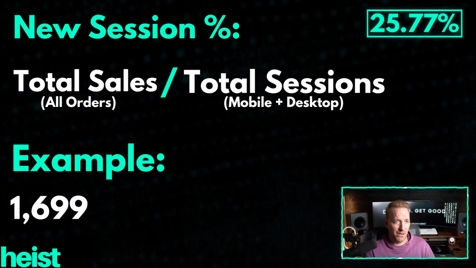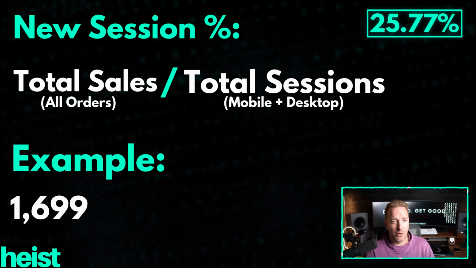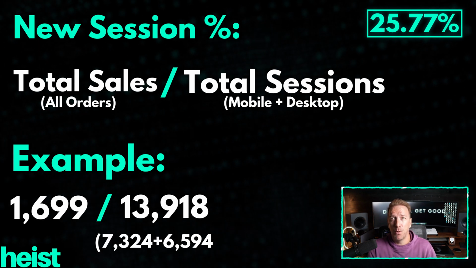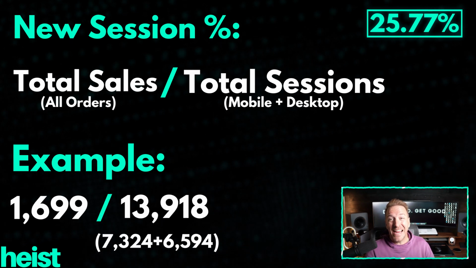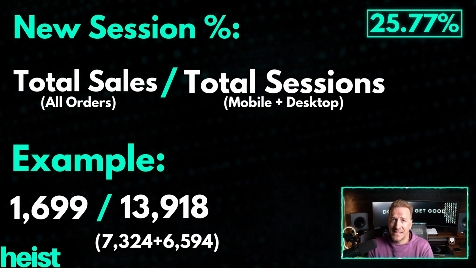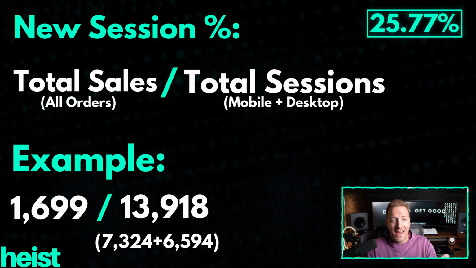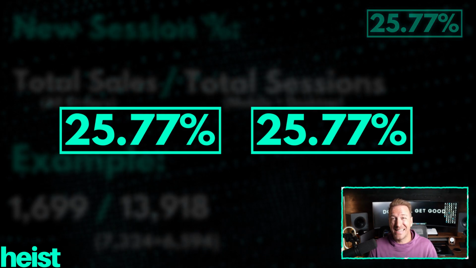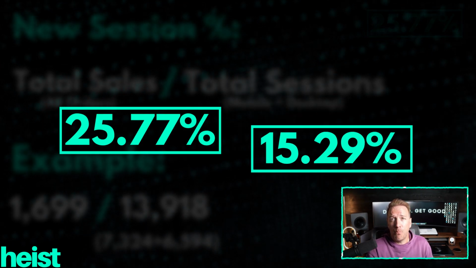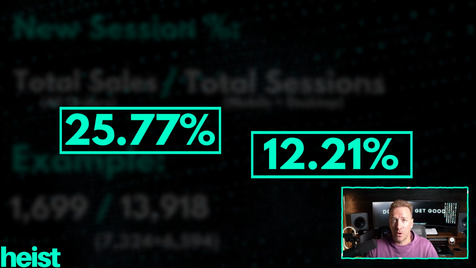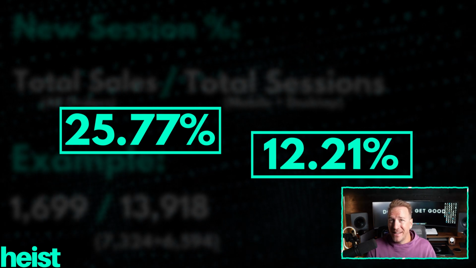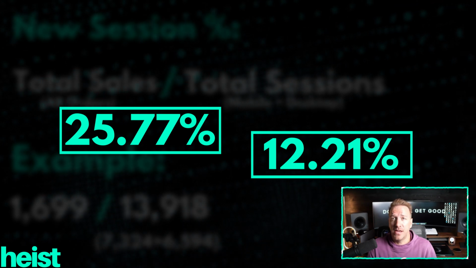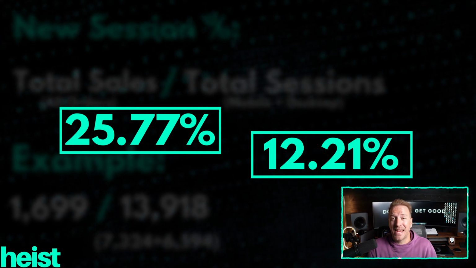So again, it's the same sales number, 1,699. However, the actual sessions is more than doubled because of those additional mobile visits. So it's now 13,918 sessions, which includes not only that 6,594 desktop visits, it also includes that 7,324 from mobile. So now the conversion rate is less than half of what it used to be. It's 12.21%, where it used to be 25.77%. You haven't gotten less sales in this. It's just a new, much more realistic calculation with the new mobile sessions being added on top of this.